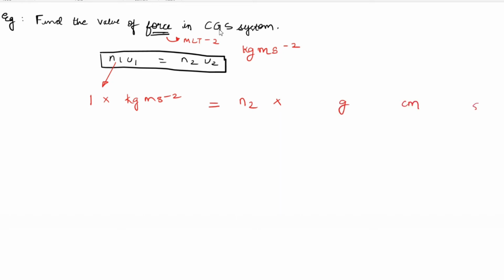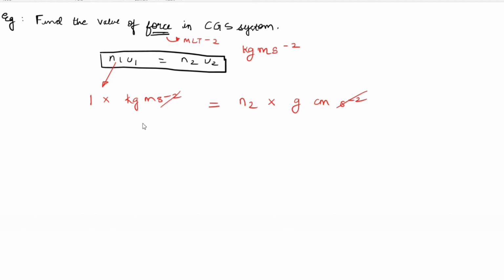So we have to find the value of 1 Newton in CGS system. So N1 is 1 and U1 is kg meter per second square, equal to N2, which is what we have to find. We have to find the value of force in CGS system. So N2 into, what are the units of force in CGS system? It will become gram centimeter per second square. Am I right? Yes. So in the LHS we have to convert everything to CGS, right?